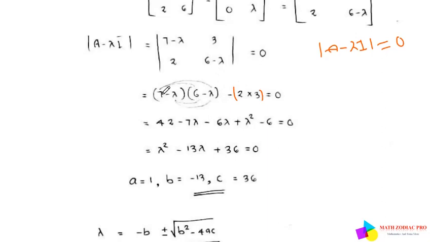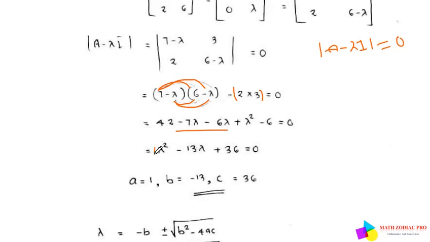equal to 0. So 7 into 6 equal to 42. Next, 7 into minus lambda equal to minus 7 lambda. Next, minus lambda into 6 equal to minus 6 lambda, and minus lambda into minus lambda equal to plus lambda square, and minus 2 into 3 equal to minus 6, equal to 0. So first we write the degree term lambda square, and minus 7 lambda minus 6 lambda equal to minus 13 lambda, plus 42 minus 6 equal to plus 36. So we get lambda square minus 13 lambda plus 36 equal to 0.